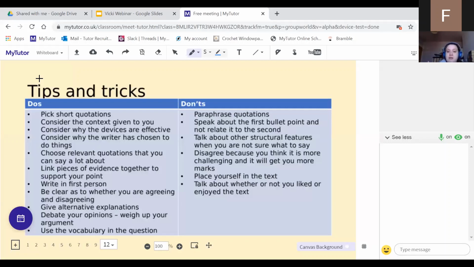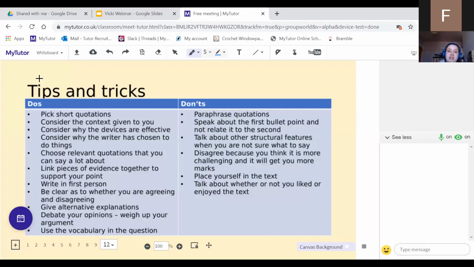Don't speak about the first bullet point and not related to the second bullet point. You need to be thinking about all of those things in every paragraph that you do. Talk about any other structural features when you don't know what to say. So with that, if there's structural features and you think, I struggle with my question 3, just talk about language devices. You can talk about tone maybe.